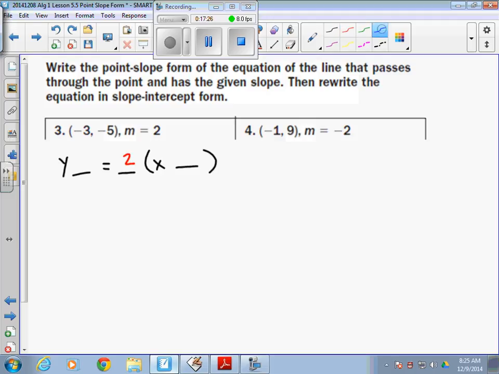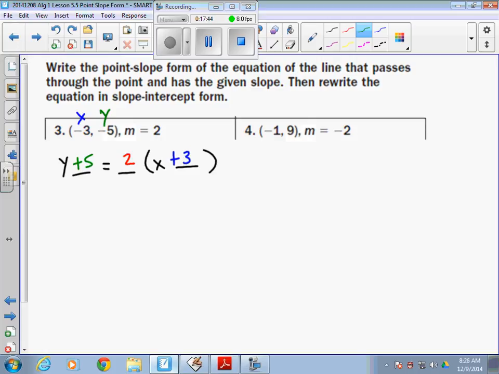Your x value for this one says negative 3, so you plug in the opposite of negative 3, you plug in positive 3. Your y value says negative 5, you plug in the opposite of negative 5 and put positive 5. There is your point slope form of the equation.